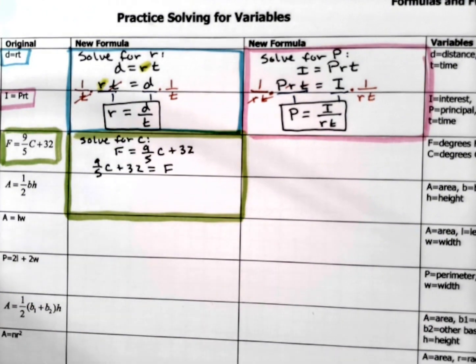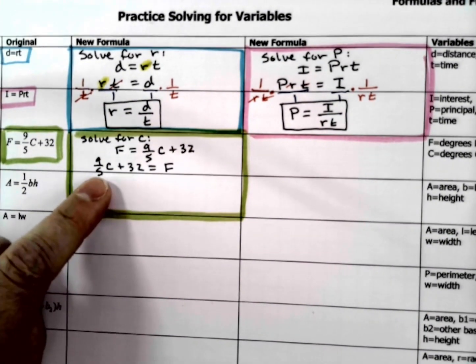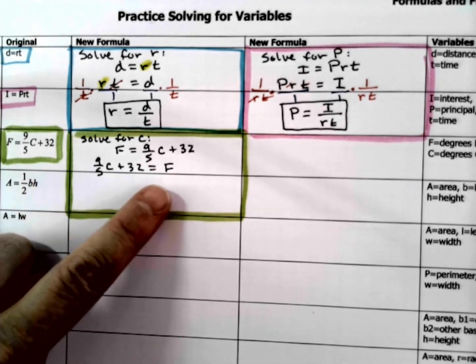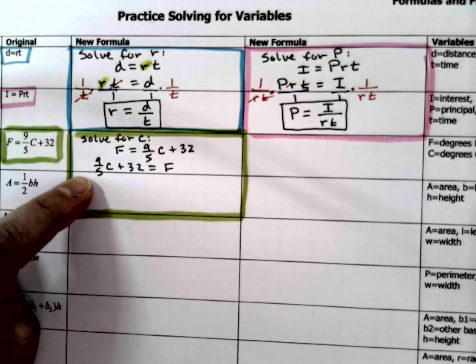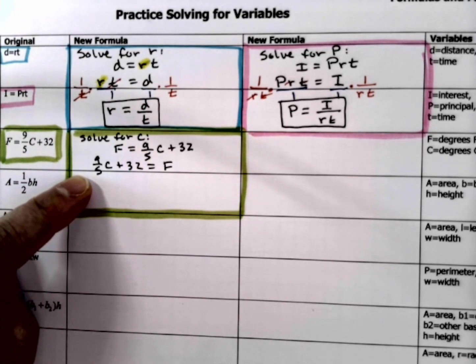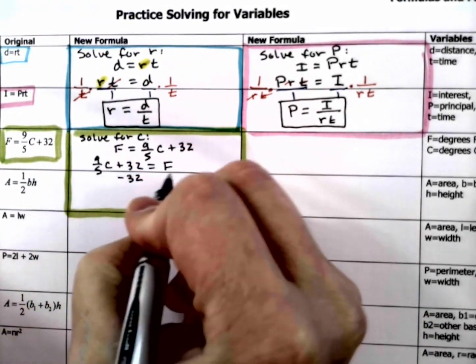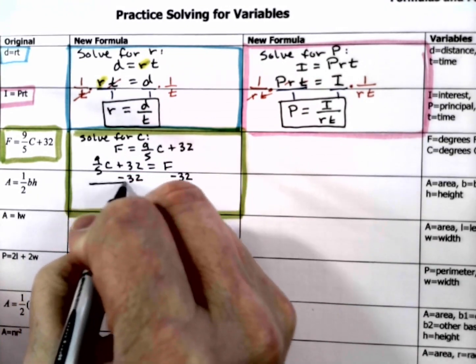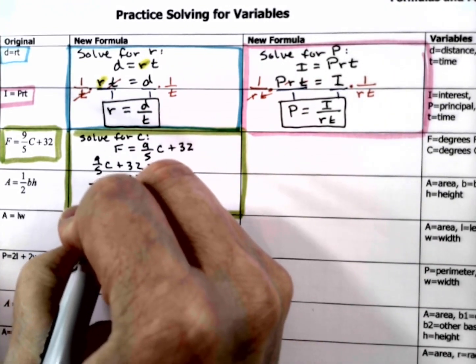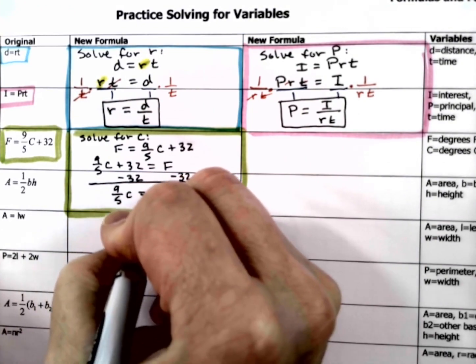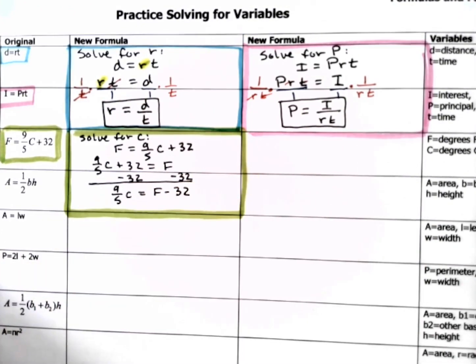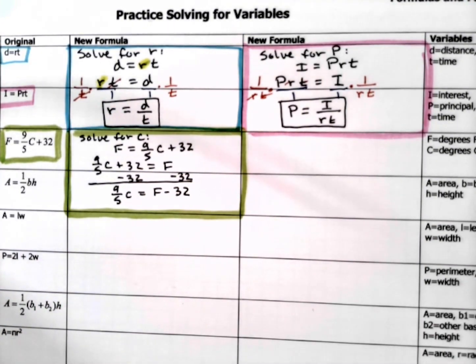I just rewrote them. Okay, so normally if you were solving for X, pretend the C is an X, you would add or subtract X's to the left. You would add or subtract non-X's to the right. 32 is a non-X, so we're going to subtract 32, subtract 32. So that gives me 9/5 C equals F minus 32. Okay, the C term is alone.